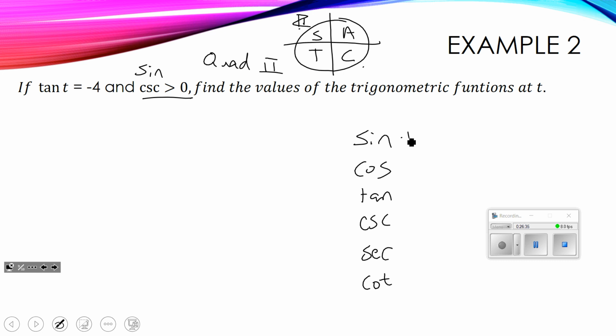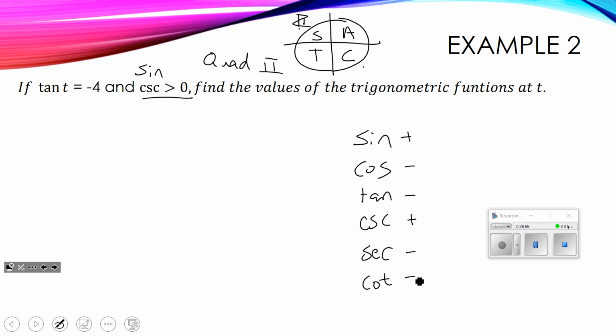Positive. Cosine's going to be, tangent's going to be, cosecant's going to be, secant's going to be, cotangent's going to be. All right. Thumbs up if you understand that. Like, you got that far, right? Okay.